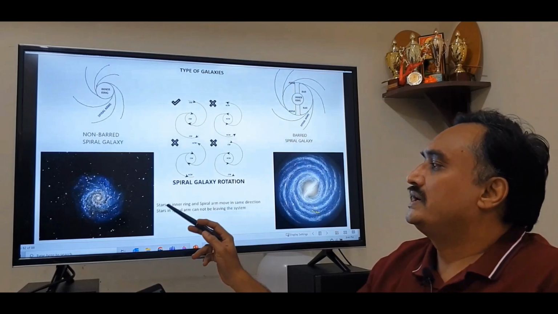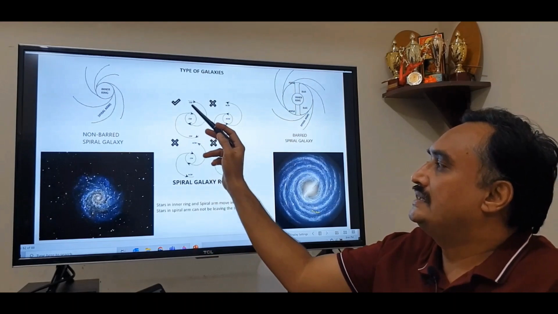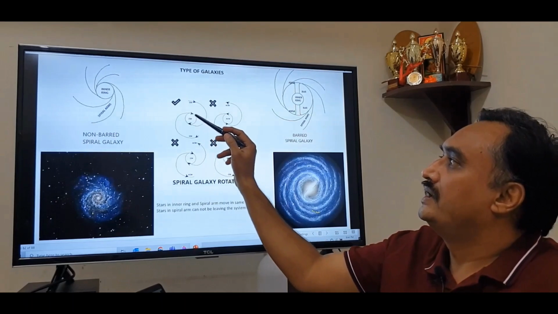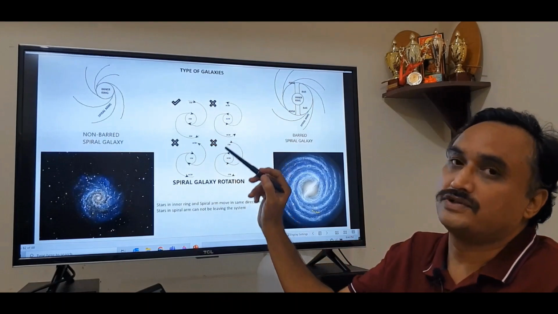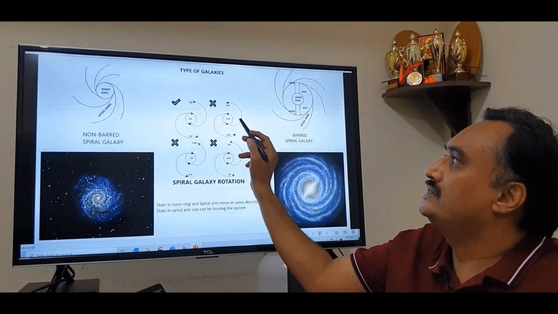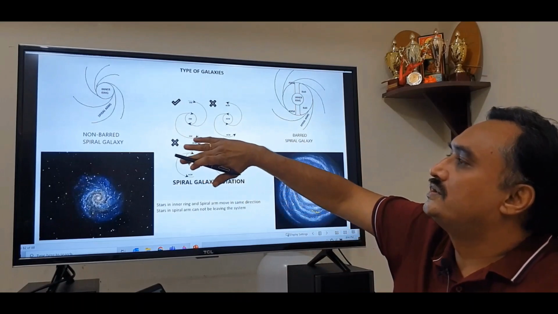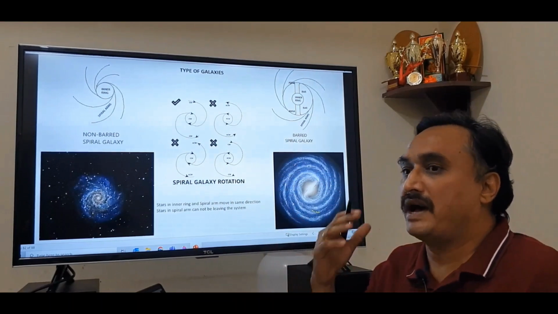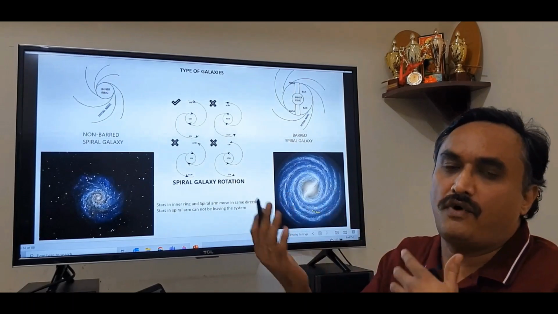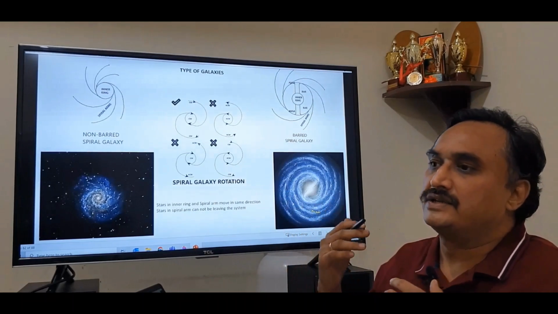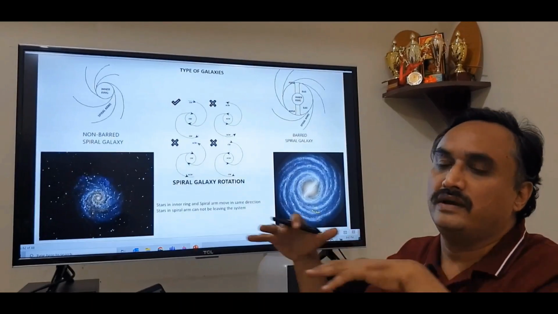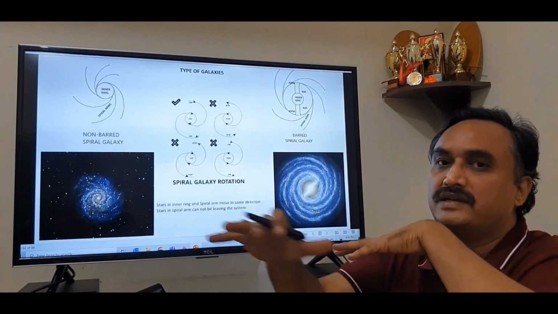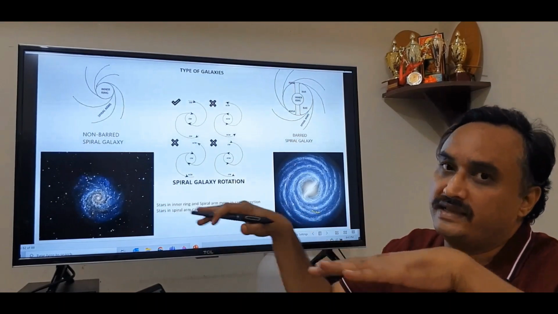We should know that stars in the inner ring and stars in the outer ring have to move in the same direction. If this is clockwise, this also should be clockwise. If it is anti-clockwise, it should be anti-clockwise. So these two are not the possibilities at all. They cannot be spiral arms because they are all formed simultaneously. So the stars are moving as a mass. So the inner ring is also moving in the same direction as the spiral arm. It is just that they are falling back.